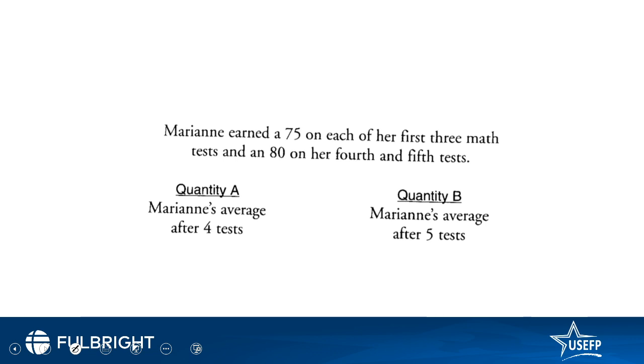Marianne's first 3 tests had an average of 75, and in the 4th and the 5th she scored 80. So in the 4th test, by scoring an 80, her average increased, and again by scoring an 80 in the 5th test, her average further increased. So Marianne's average after 5 tests is more.